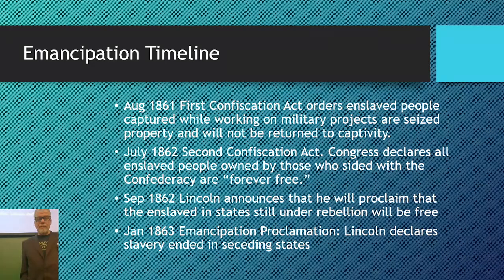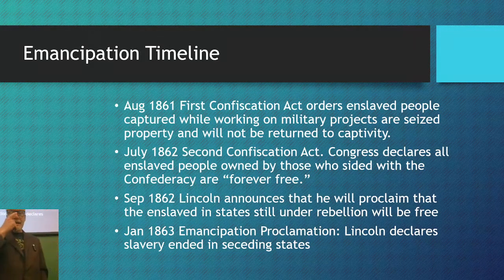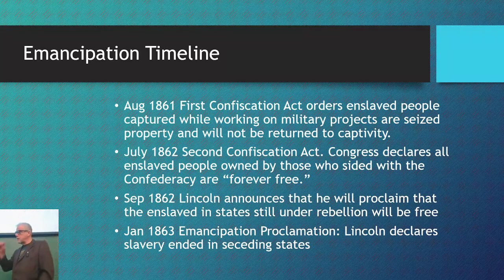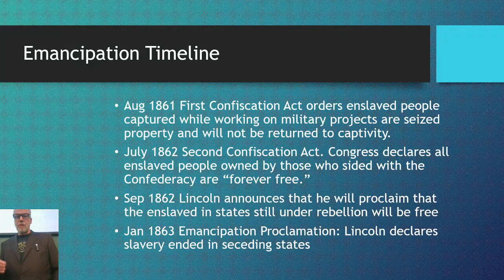Shortly after, Lincoln announces that he will proclaim that enslaved people in states still under rebellion will be free, and then in January of '63 he declares that slavery is ended, but only in the seceding states. So that means in Maryland, which is in the Union, and Tennessee, which is in the Union, slavery still exists in those places.